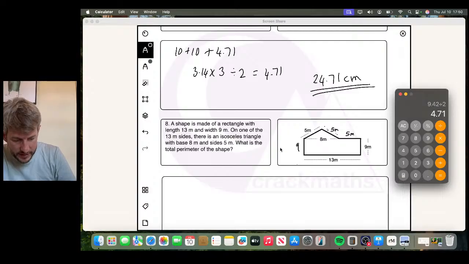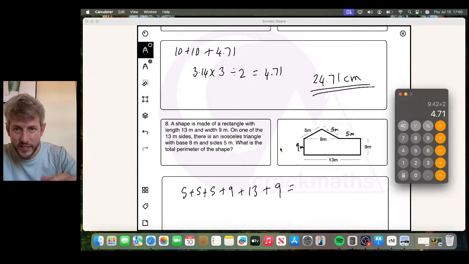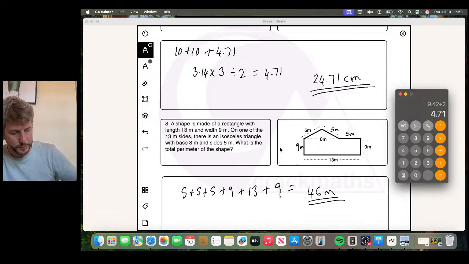Let's put in my units here. So to get the perimeter of this shape, we're going to do 5, add 5, add 5, 5, add 5, add 5, add 9, add 13, and then add 9 here as well. And we just need to work out what all of that is. So 5 add 5 is 10, 15, 24, 34, 37, 46. So that would be 46 meters here.